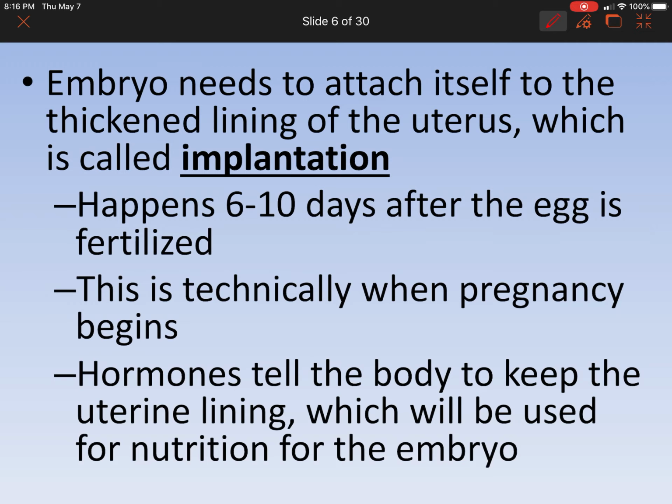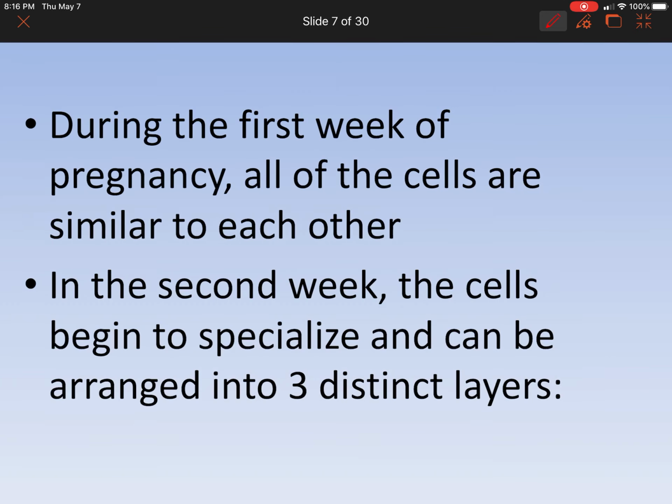The hormones are going to tell the female body to keep the uterine lining, to not shed it. That's why when someone is pregnant, they do not have a period, because that lining doesn't need to be shed. The lining is kept there to supplement the egg, and it's going to be used for nutrition for the embryo.